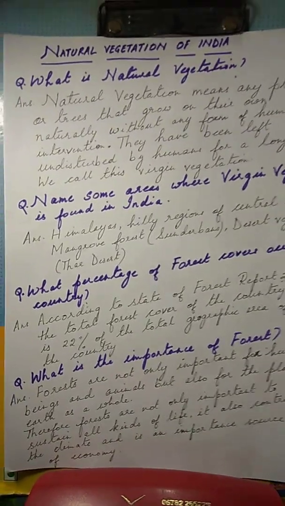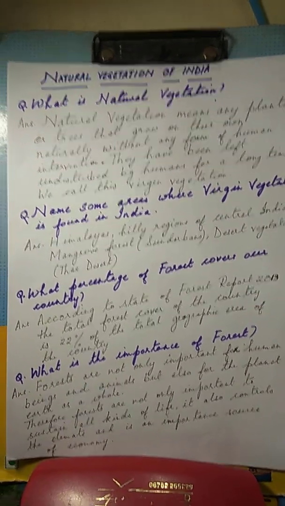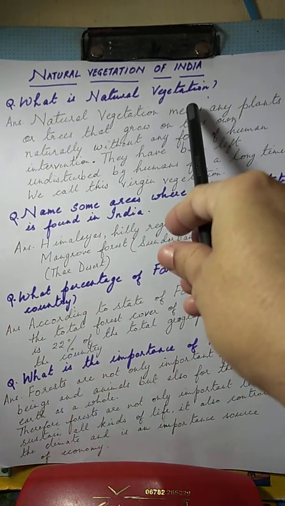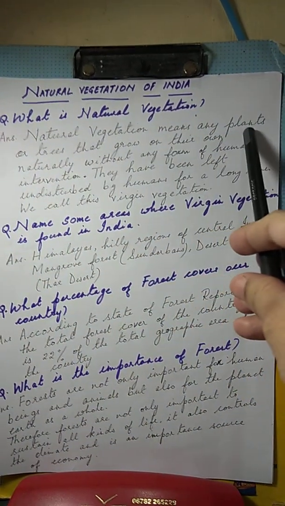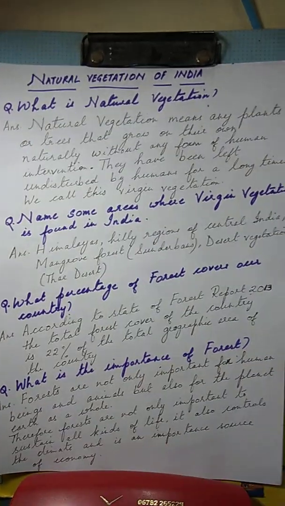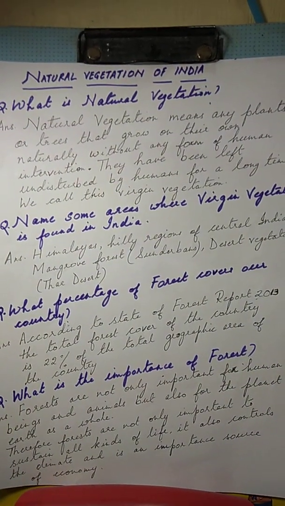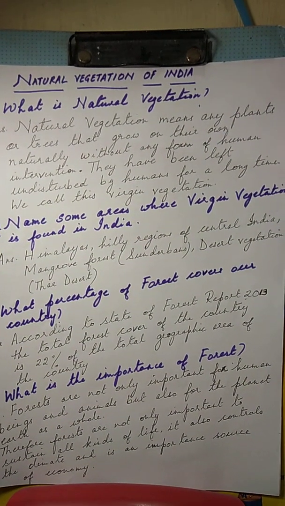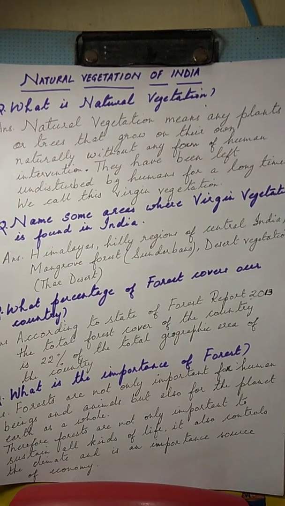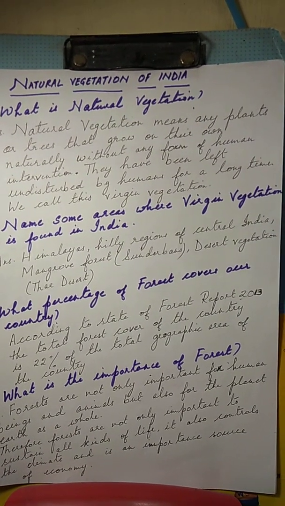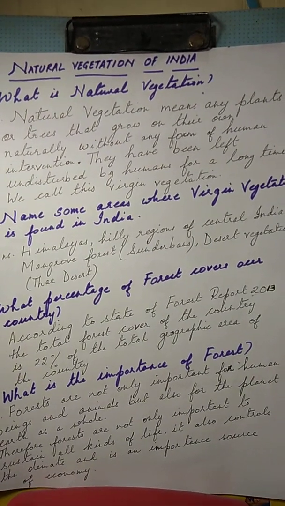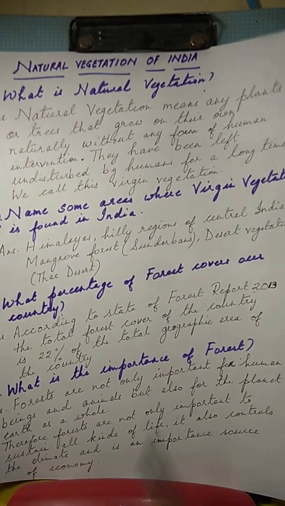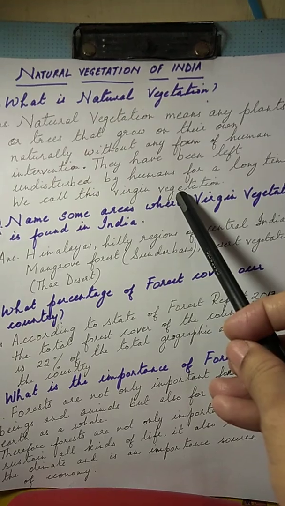Now the first concept is about what is natural vegetation. The answer is natural vegetation means any plants or trees that grow on their own naturally without any form of human intervention. They have been left undisturbed by humans for a long time. We call this virgin vegetation. It is otherwise called virgin vegetation.